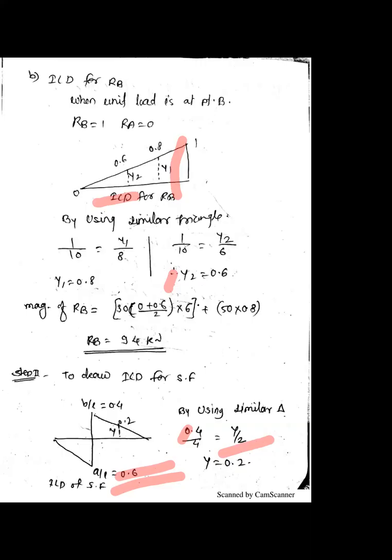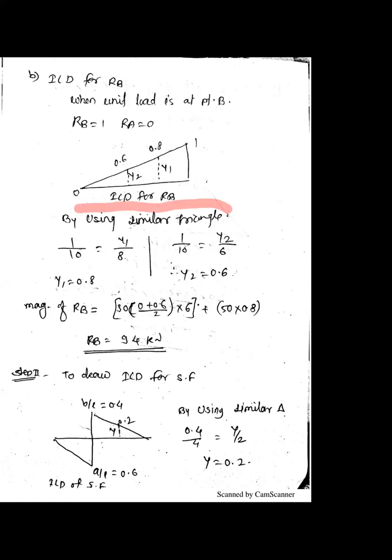Okay. Now calculate RB. Again, when we are going to draw ILD for RB, assume the unit load is at point B. When the unit load is at point B, RB is equal to 1, RA is equal to 0. So again draw the baseline first. Then RB is equal to 1, RA is equal to 0. Then draw the ILD. Okay. Now again this is for the point load and this is for the UDL.